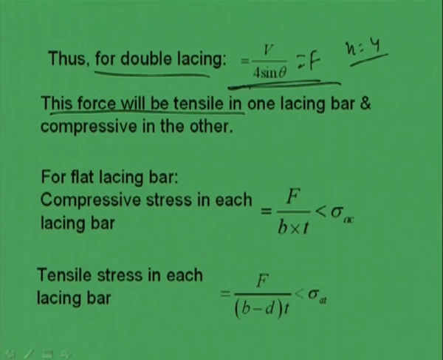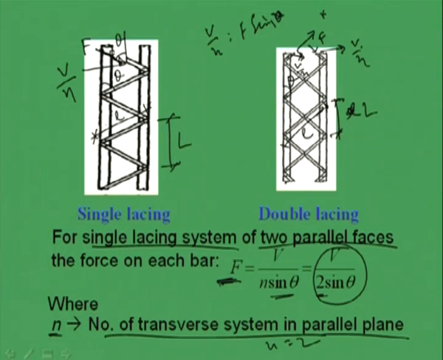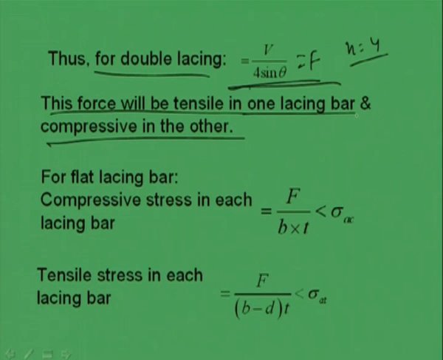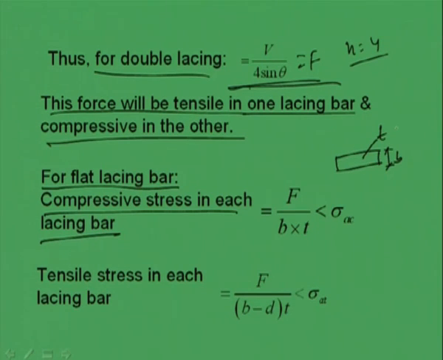So, this force will be tensile in one lacing bar and compressive in the other bar, because if in one lacing bar it is tension, then the other is in compression. Now, for flat lacing bar, compressive stress in each lacing can be found out as F by B into T, where B is the width of the bar and T is the thickness. F by B into T will be the compressive stress in each lacing bar, and this has to be less than the allowable compressive stress, which is sigma AC.